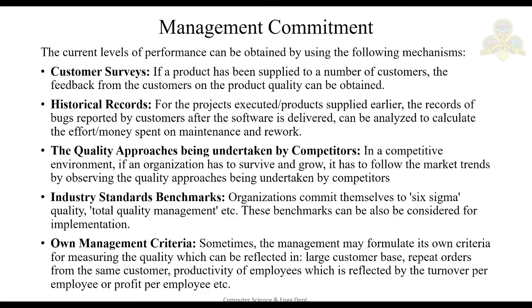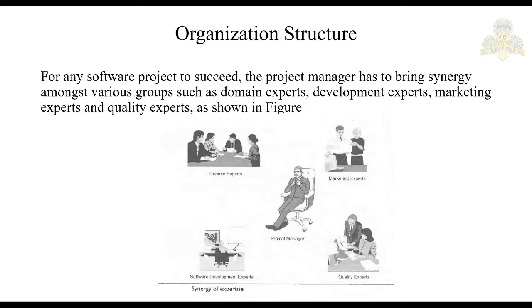Fine. Next we will talk about the organization structure. In this diagram, you can see the organization structure where you have the project manager. He has to bring the synergy or the harmony among the different groups, such as the domain experts, marketing experts, quality experts, and the development experts. That is nothing but your development team, testing team, marketing team. These are all examples. It is the responsibility of the manager to make sure there is harmony in the teams he has.